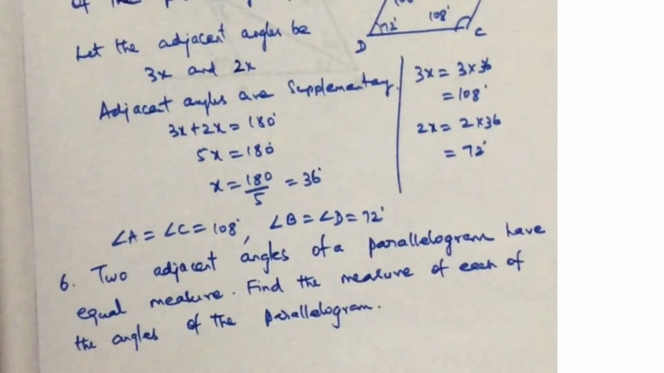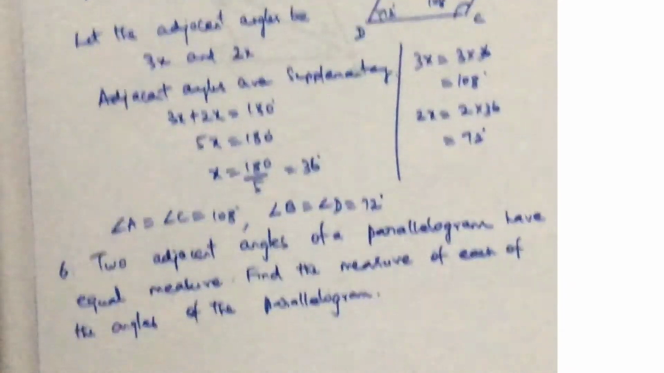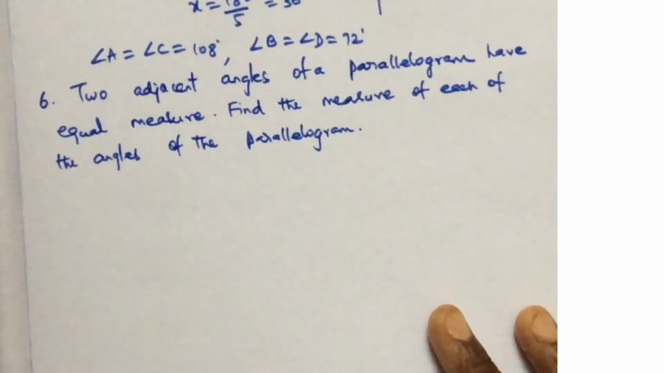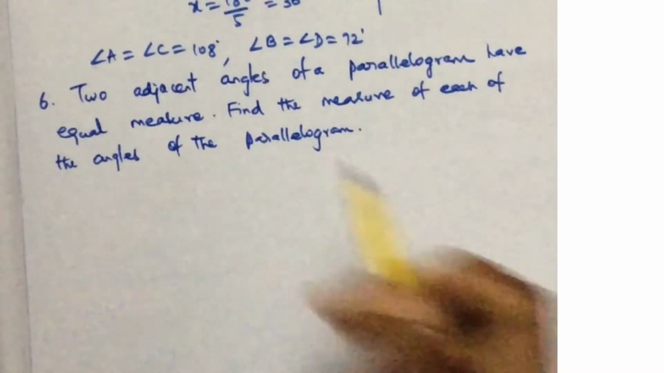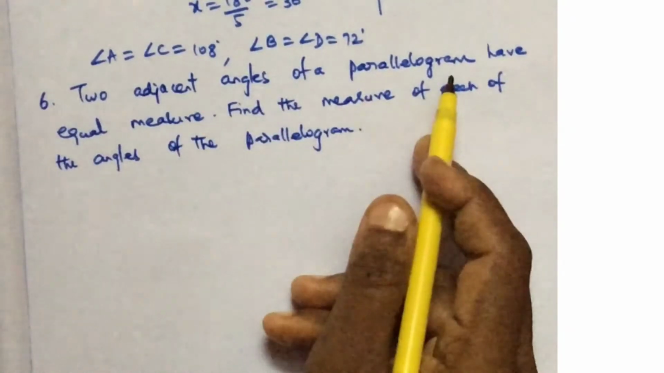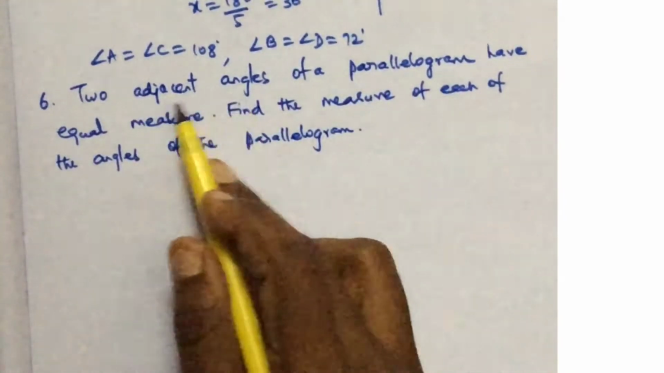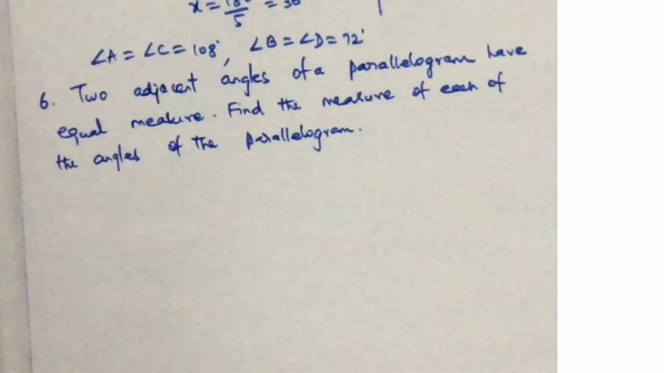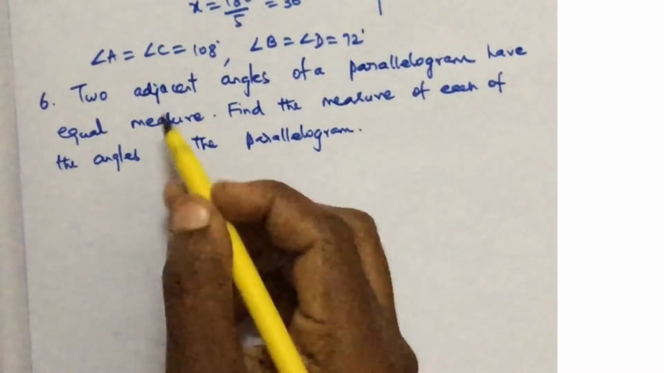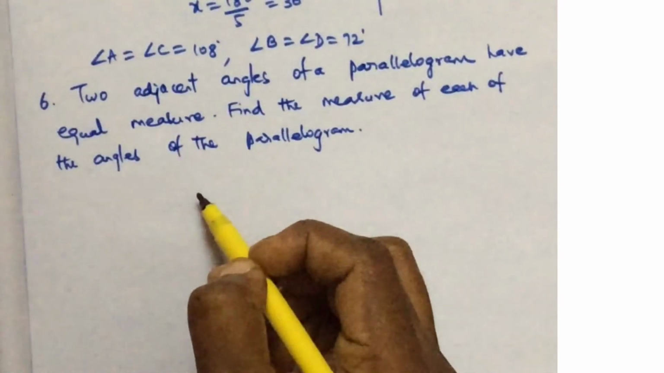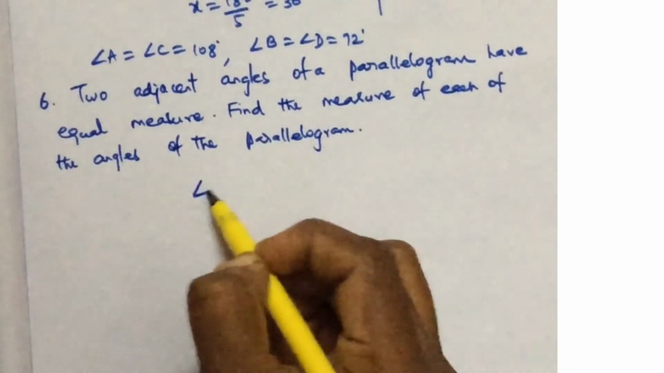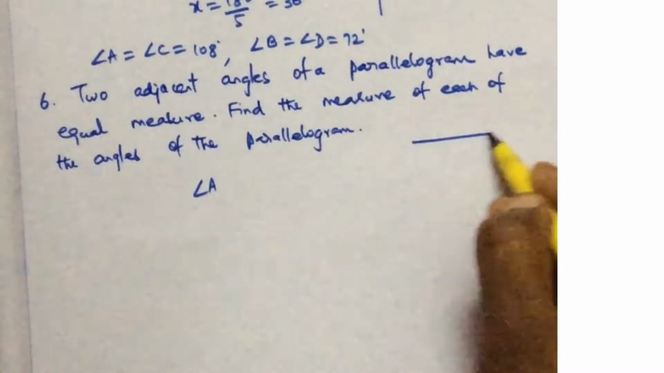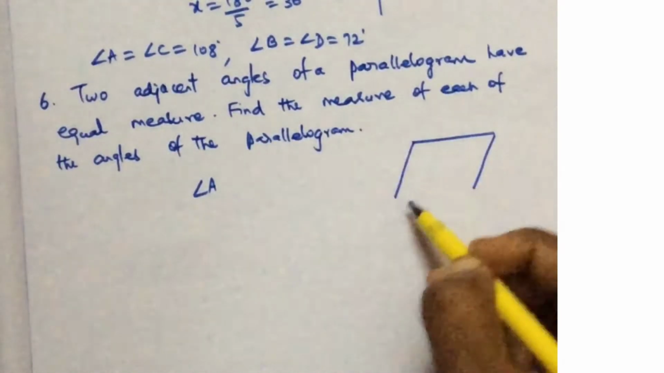The next question is, two adjacent angles of a parallelogram have equal measure. Find the measure of each of the angles of the parallelogram. Two adjacent angles of a parallelogram are of equal measure, which means I am adding two angles. Let me take two adjacent angles. First let me draw this and I will redraw again.